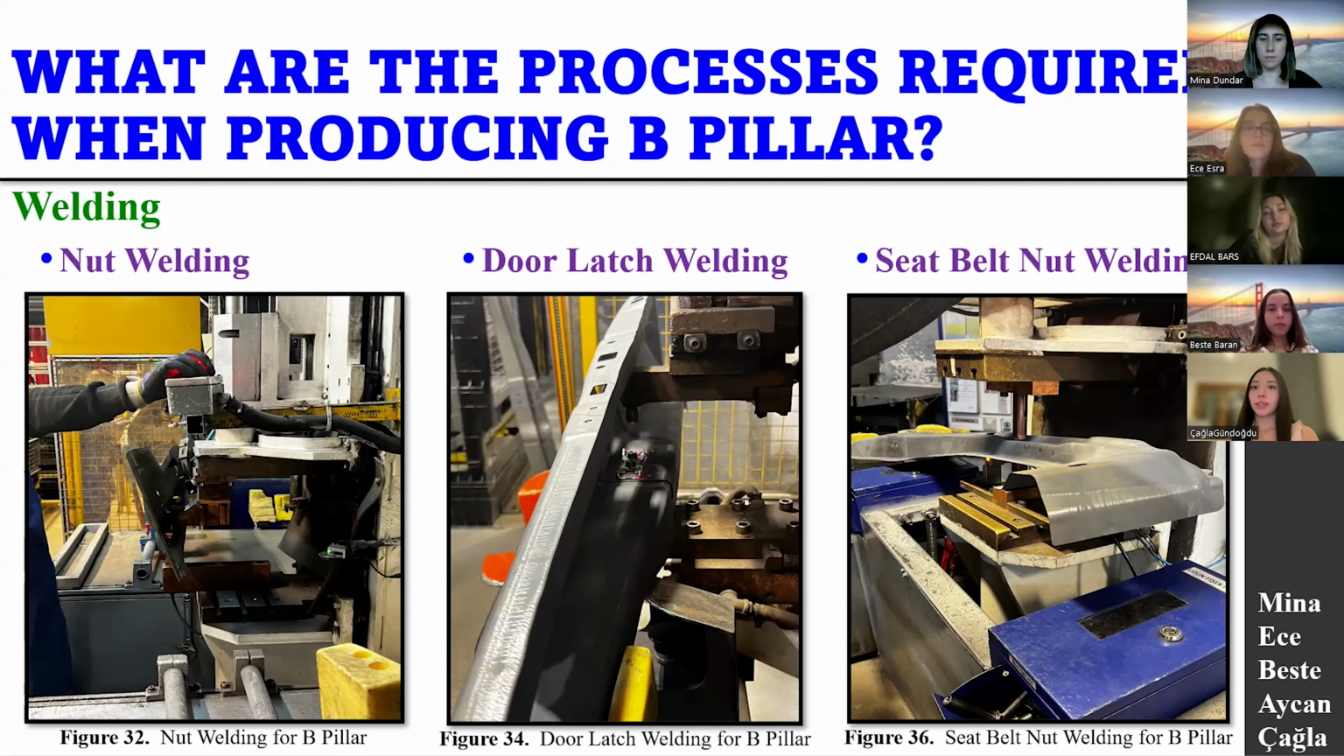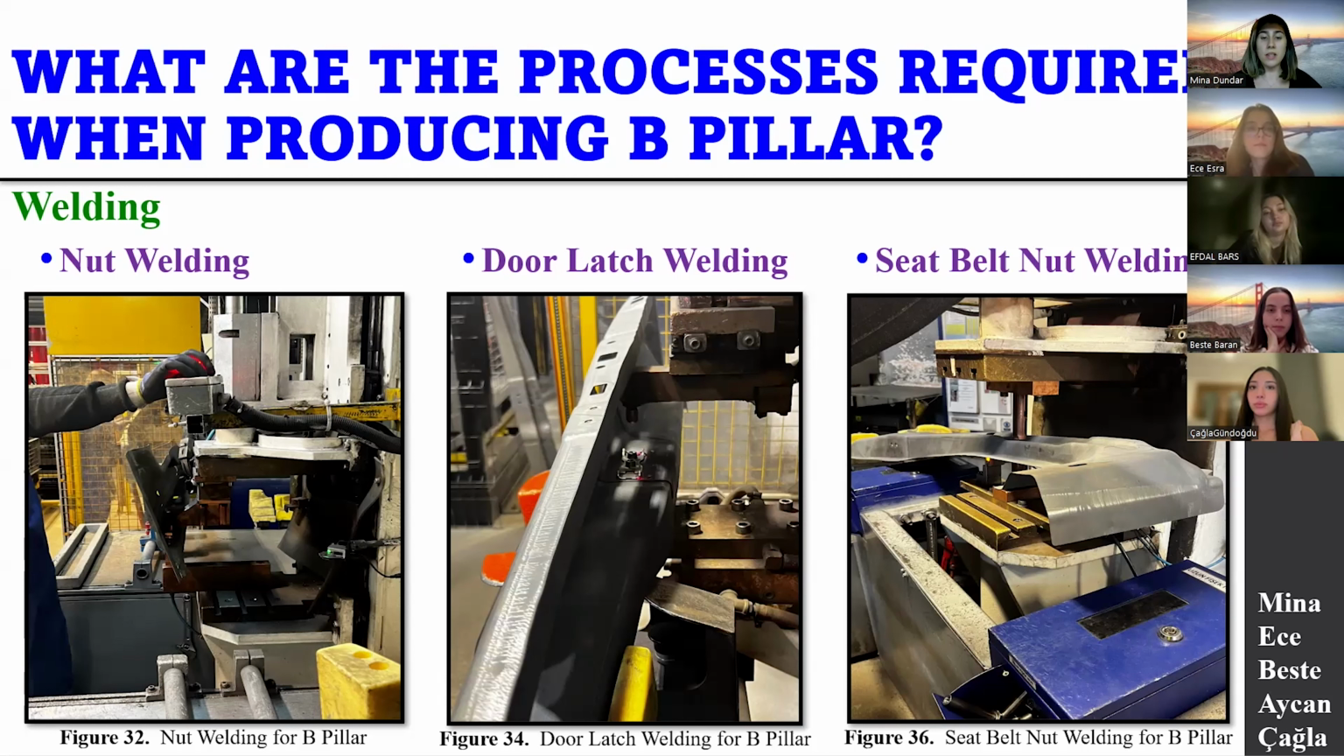Door latch welding. Door latch welding involves attaching the door lock to the metal part according to specific welding parameters. Seatbelt welding. It is the procedure of welding the seatbelt's height adjustment mechanism to the center pillar while adhering to the required specifications on the metal component.